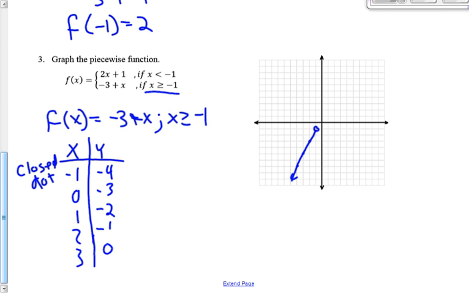So negative 1, negative 4 is going to be right here, and that's going to start with a solid dot. Then 0, negative 3, 1, negative 2, 2, negative 1, 3, 0, and I'm going to draw an arrow through all those other dots. And that is the graph of my piecewise function for number 3.